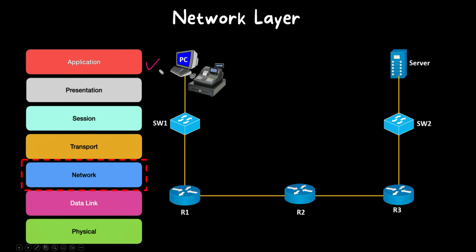Here, the application layer manages the communication between the application and the network. Then the traffic goes to the presentation layer. The presentation layer converts the data into a general format so that both the source and destination devices can understand. Then it goes to the session layer, where the session layer starts and ends the session of the network communication. Then it goes to the transport layer.